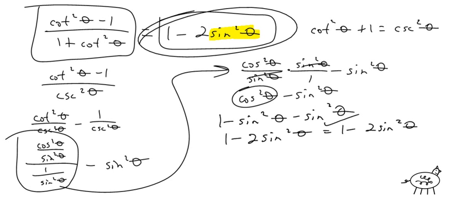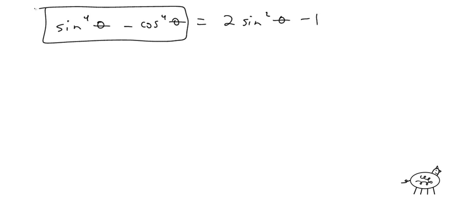And one last one. It's very friendly. Sine to the 4th of theta minus cosine to the 4th of theta equals 2 sine squared of theta minus 1. Okay? It looks kind of brutal, but obviously you know to work on this side, right? Most of the time it's obvious.